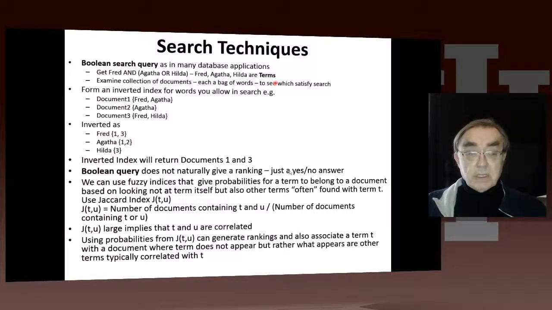Using this type of concept, you can actually associate a term with a document where the term does not appear. If T is the term and J(T,U) is large, maybe U is in the document. So you use this to associate a term with documents where it doesn't actually appear, but the related terms appear. This allows you to get a richer set of responses and also give a ranking, which you must have, because otherwise you take your million documents that satisfy your query and you have no idea which order to return them.